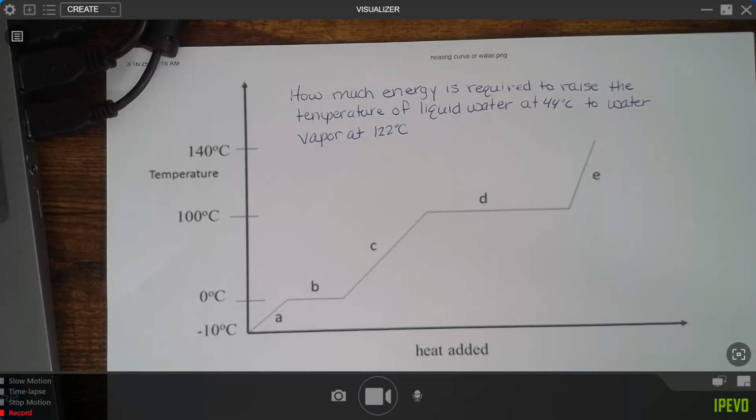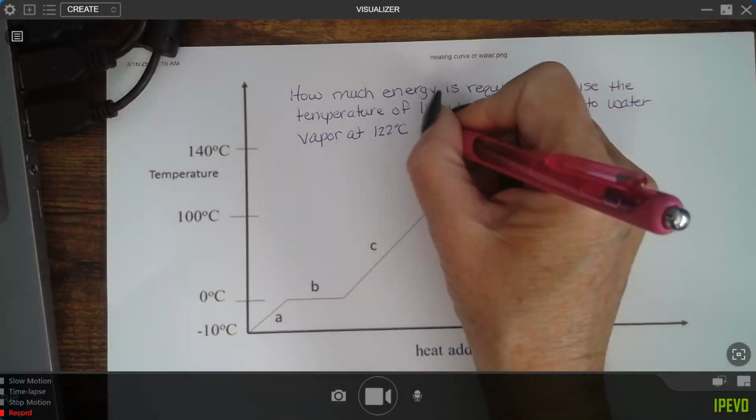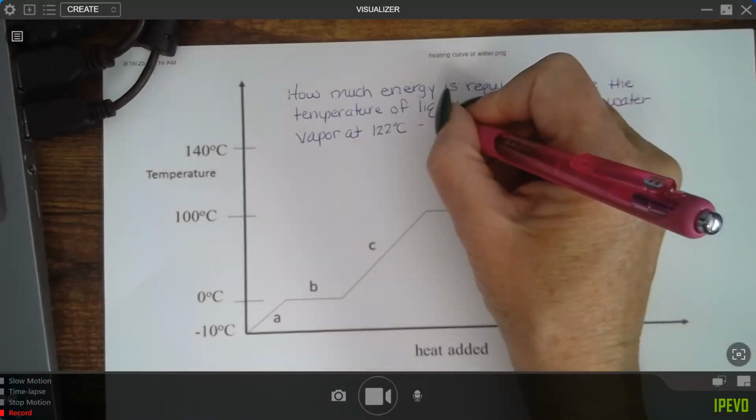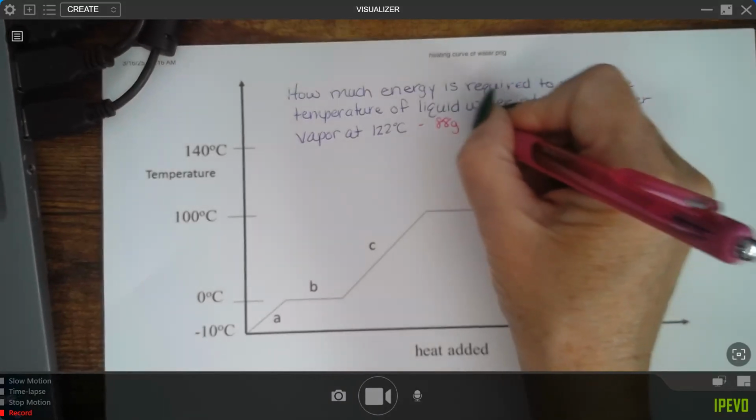This video is going to show you how to calculate the energy required to change temperature and phase. We didn't put a mass. Let's say: how much energy is required to raise the temperature of liquid water at 44 degrees to water vapor at 122 degrees Celsius? Let's say that we have 88 grams of water.